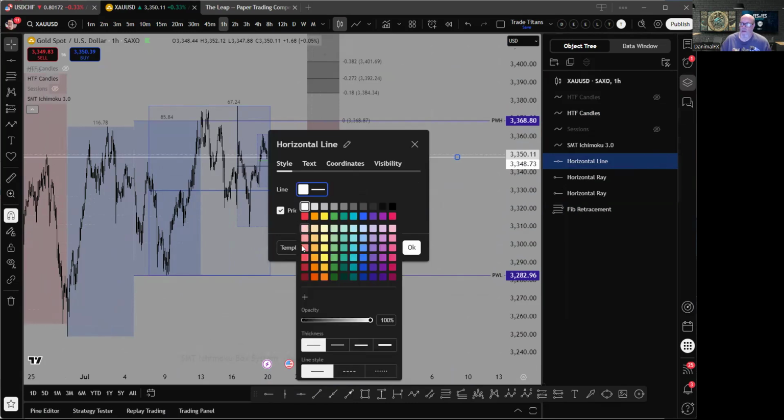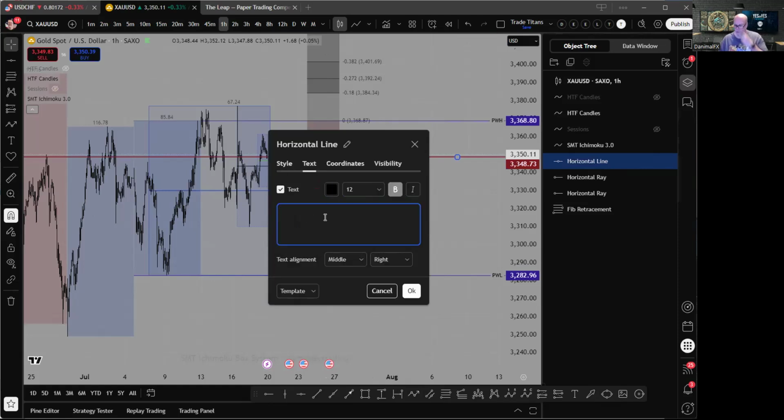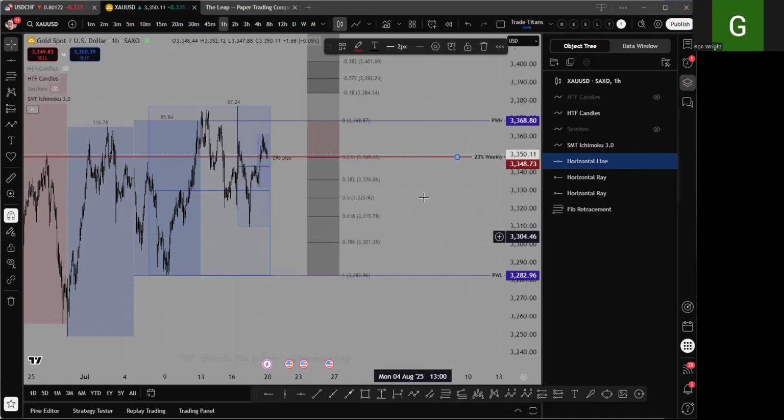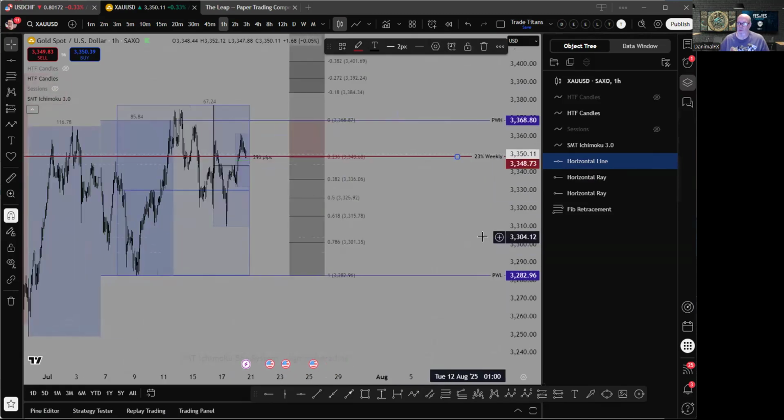Make it red, pretty. I'll make it a little thicker. And we'll call it the 236 on the weekly. 3% weekly. Okay. So yeah, you can work with that as well. So that's what he was doing.